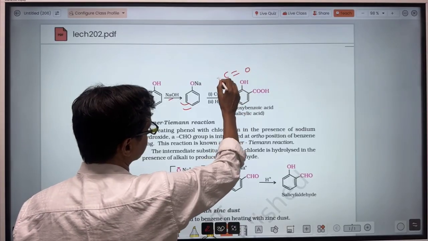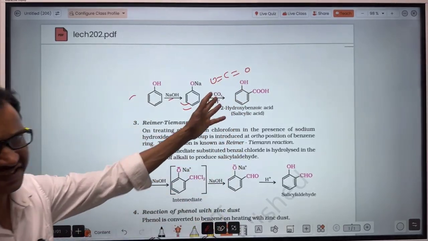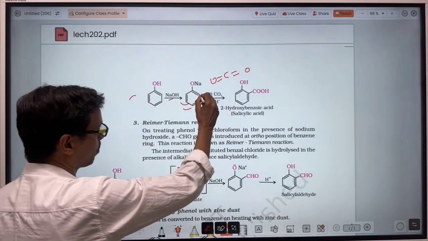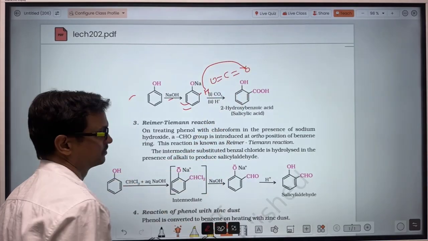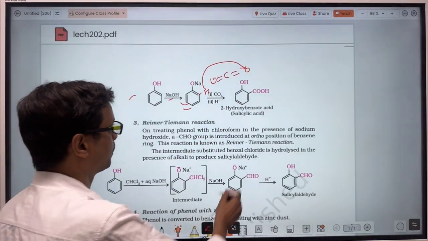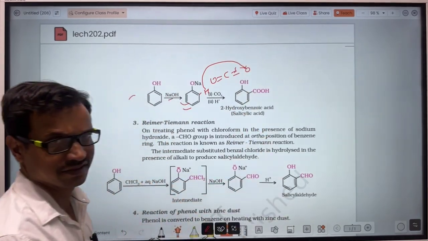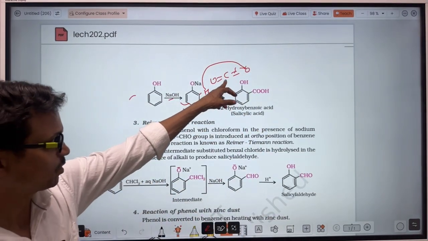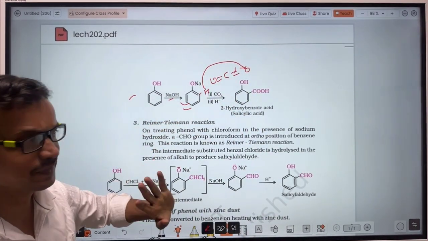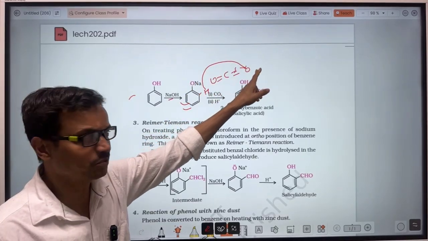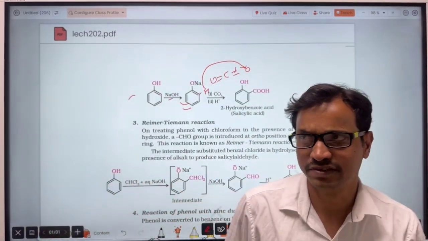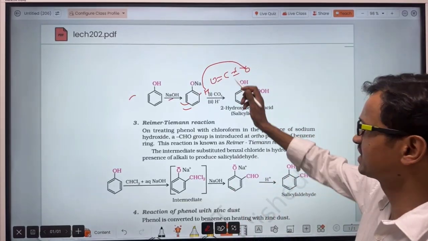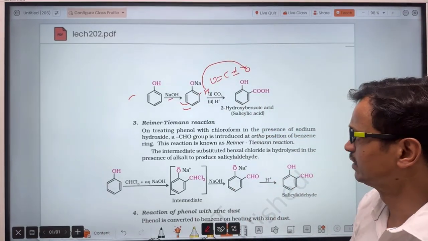How is this reaction taking place? Here, this one is CO2. Its shape is linear. So the ortho position attacks, and hydrogen will get bonded to this oxygen. So this double bond will break to a single bond, and the valency of this carbon atom will get destabilized. When hydrogen bonds to this oxygen, the valency of oxygen is fulfilled, but the valency of this carbon will be unsatisfied.